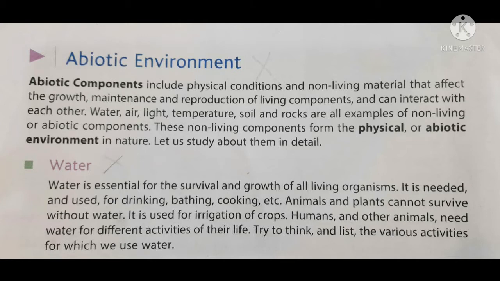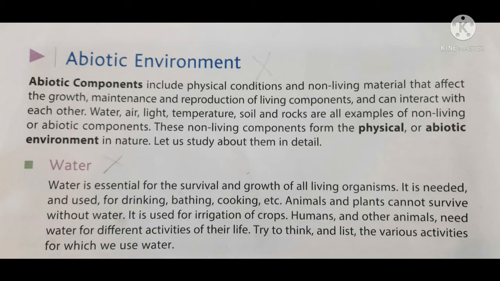Abiotic components include physical conditions and non-living material that affect the growth, maintenance and reproduction of living components and can interact with each other. Water, air, light, temperature, soil, and rocks all are examples of non-living or abiotic components. These non-living components form the physical or abiotic environment in nature. So, abiotic components are non-living components. For example, water, air, light, temperature, soil, and rocks.